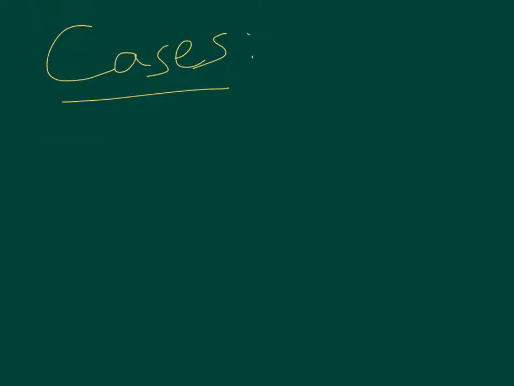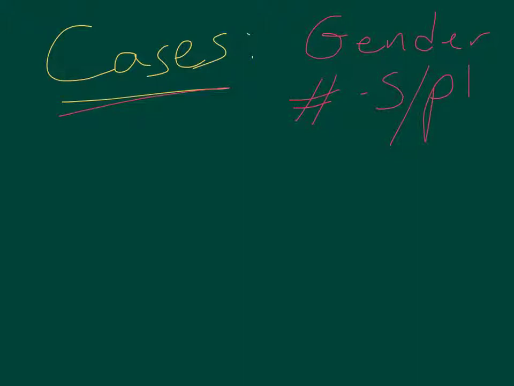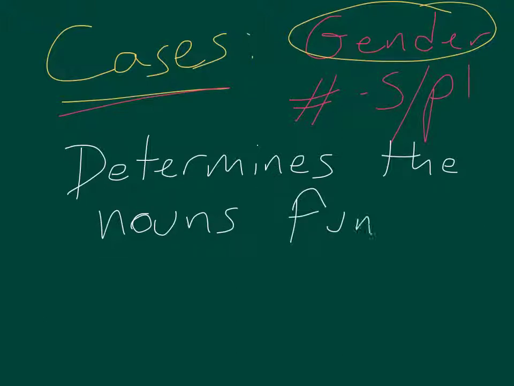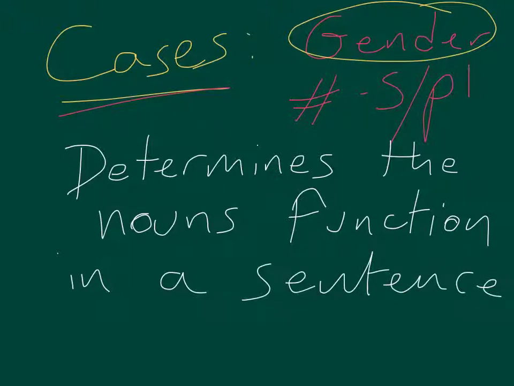So this brings us to cases. And what cases are is they're a characteristic of nouns. Like all nouns have gender, all nouns have number, so that's whether they're singular or whether they're plural. And similarly, all nouns have cases. The thing with cases is that whereas gender is fixed, with cases, a noun can be in any case that it wants. And what a case does is a case determines the noun's function in a sentence.